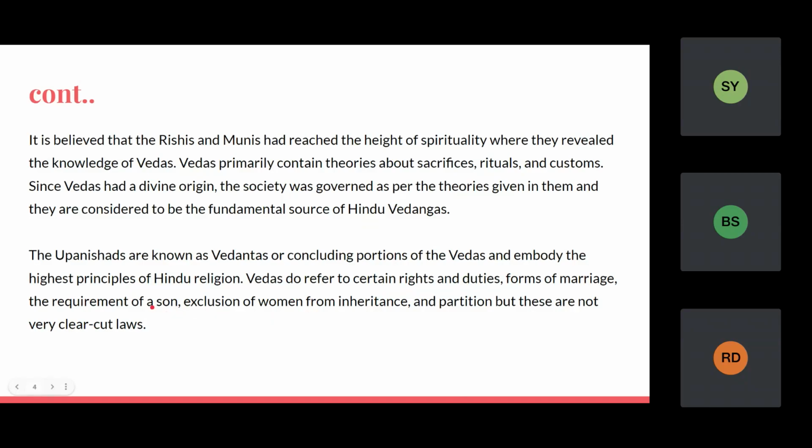Also, ancient Hindu law placed a high importance on sons, unlike daughters. Any couple having a son was respected in society, and if a daughter was born, you know the thing. So exclusion of women from inheritance and partition was also seen. That is why I told you that there were no specific laws relating to women having a right in inheriting property or having a right in partition of the property.